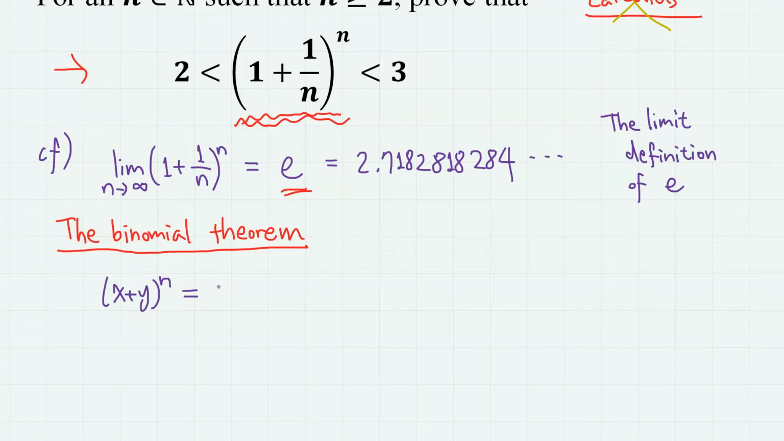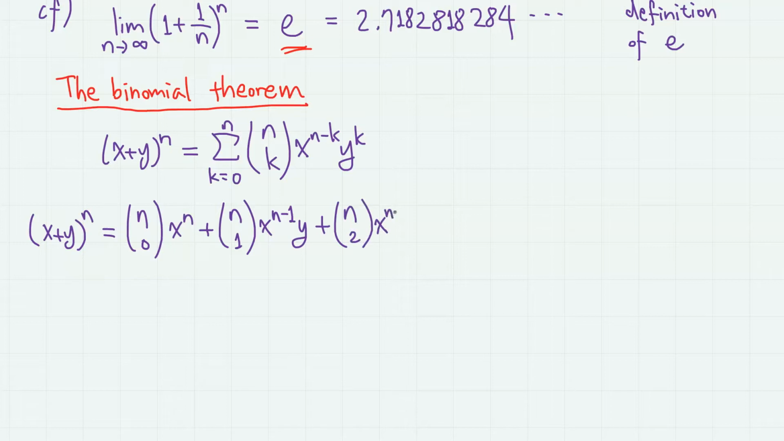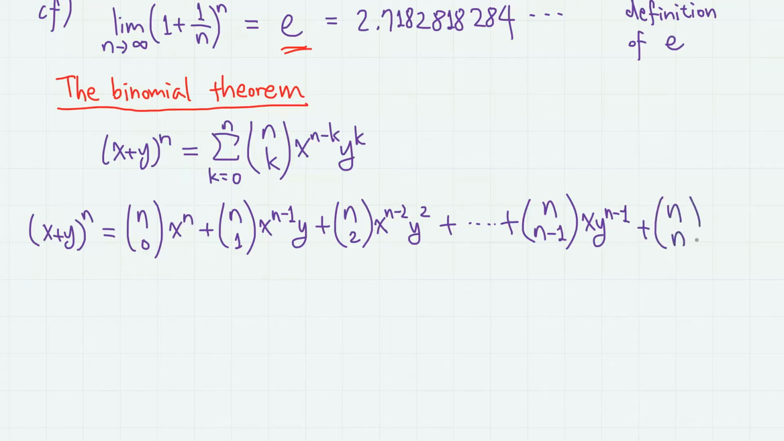The expansion of (x + y)^n when n is a natural number is given as the sum from k equals 0 to n of n choose k, x to the power of n minus k, y to the power of k. So if we write it in expanded form, we first have n choose 0, x to the power of n, then n choose 1, x to the power of n minus 1, y, then n choose 2, x to the power of n minus 2, y squared, all the way up to the final two terms: n choose n minus 1, x, y to the power of n minus 1, and the final term is n choose n, y to the power of n. So this is the binomial theorem.